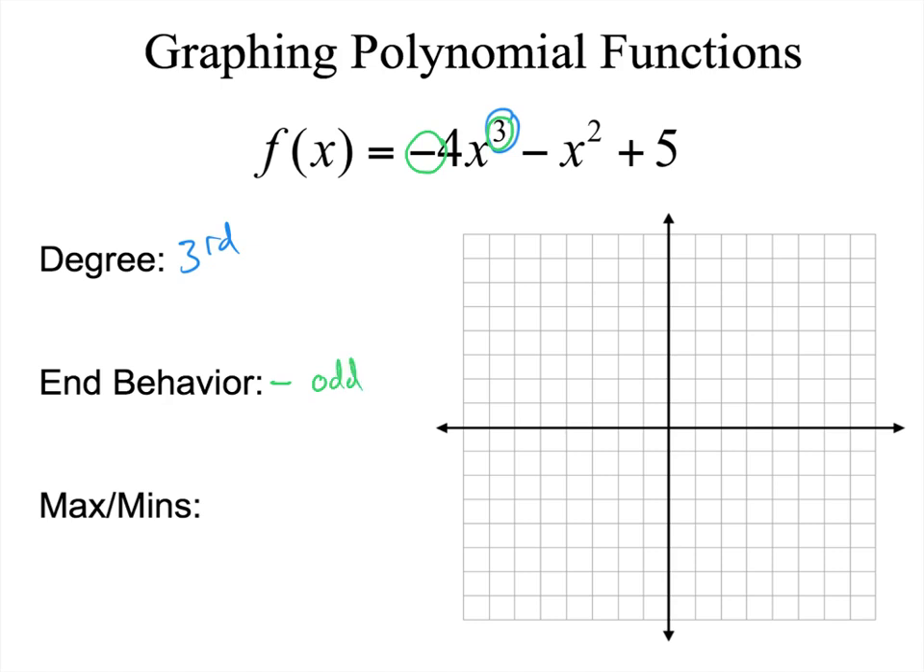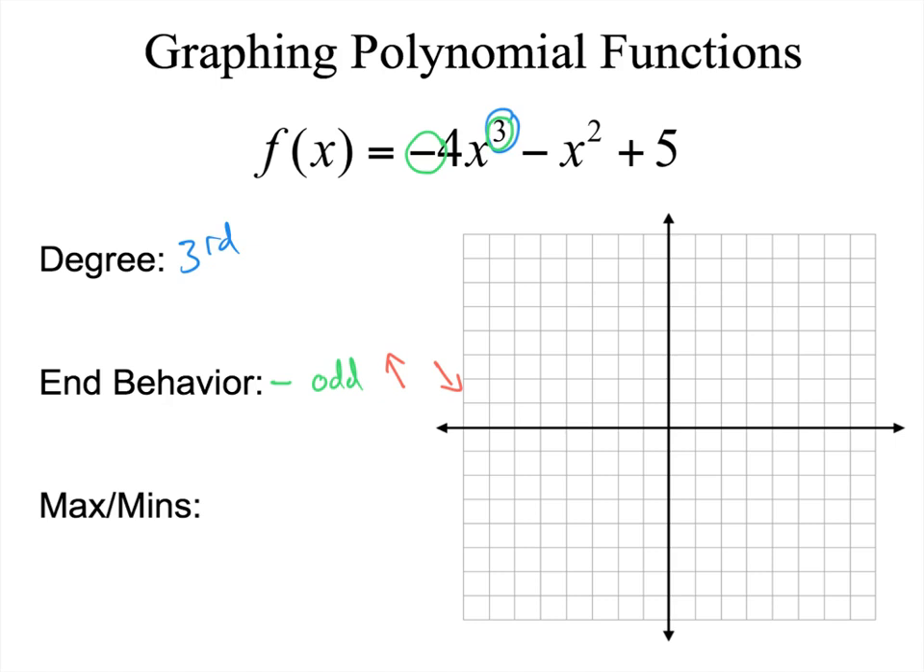Now, if we think about that, we just talked about that earlier. If it's a negative odd, negative means on the right side, you're going to be going down. As you go to the right, it's going to be dropping. And odd means they're going to go opposite directions. So on the left side, it's going to be going up. So that's how the ends are going to look.